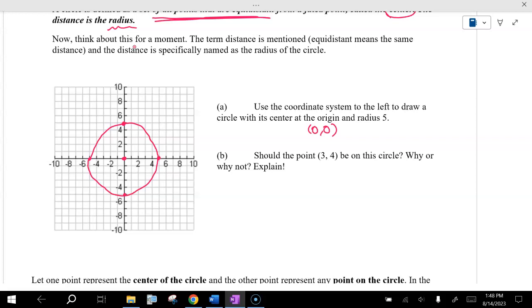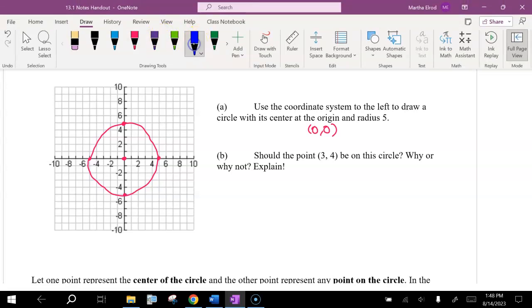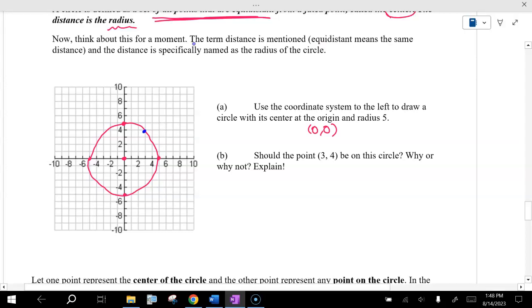Okay, so we've drawn the circle here, and they then asked us a question: would this point 3, 4 be on the circle? So let's look. What if we plot that point 3, 4? Well, in my rough drawing, it looks like it's on the circle, but how do I know? If you haven't answered this on your own, I want you to try to answer it, and then you can come back and take a look at my explanation.